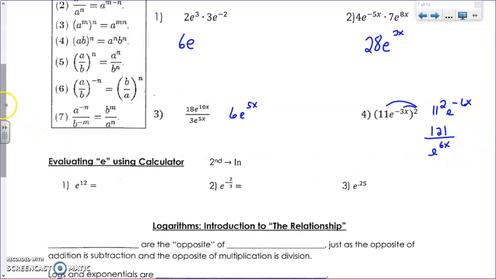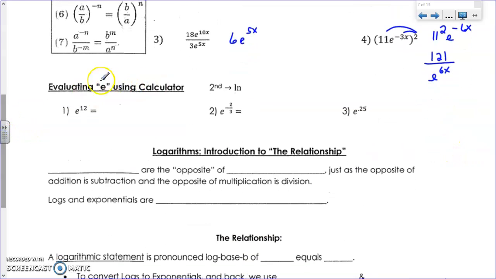Okay, so now if you'll take your calculator and if you were going to evaluate using e using the calculator, you do that by hitting second LN. There's a little e above that. And then if you put e to the 12th in there, you would get 162,754.79. So this is just locating it on the calculator. When we put e to the negative 2/3 in there, we get 0.51. We're going to round to 2 decimal places. e to the 0.25 is approximately 1.28.